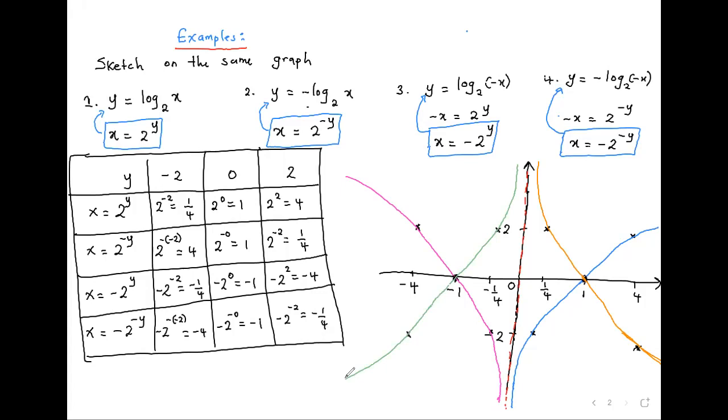Label. So we have this one from the third line. So this is y is equal to log 2 of -x. From the fourth line, this is y is equal to -log 2 of -x. And from the second line, this is y is equal to -log 2 of x. In the first line, y is equal to log 2 of x.